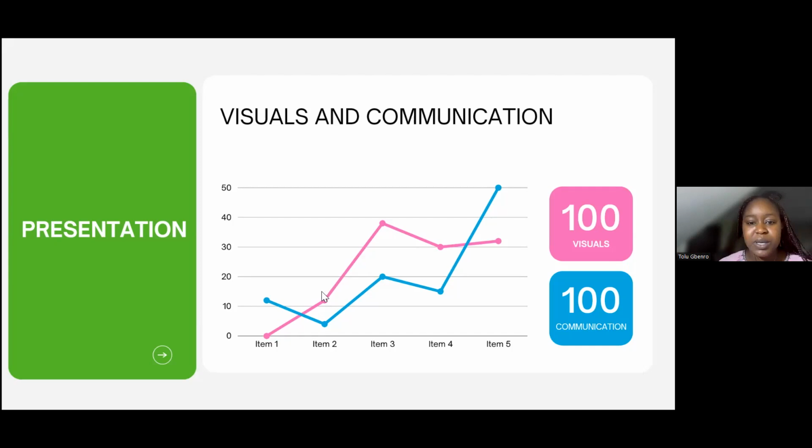If I look at this pink, I'm seeing key points. I'm seeing here item 1 as a key point. I'm seeing here as a key point. I'm seeing here as a key point. So these 3 points are telling me something very significant and important.